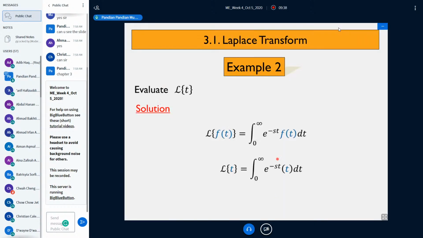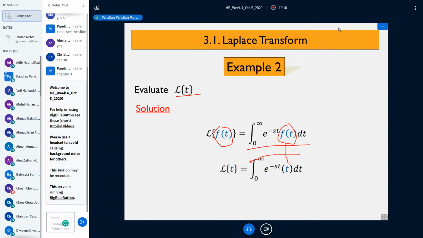Okay, similarly, you can find Laplace of t. Actually 1 is t to the power 0. So Laplace of f(t), you substitute f(t) with t. The general formula is this one: 0 to infinity e to the power minus st f(t) dt. So Laplace of t is 0 to infinity e^(-st) t dt.